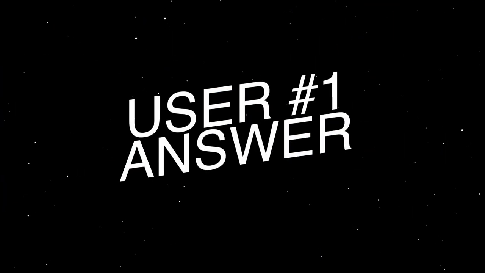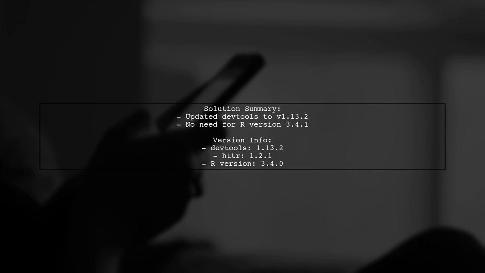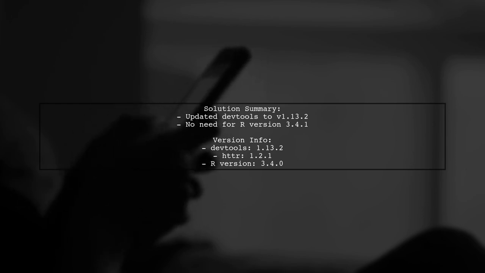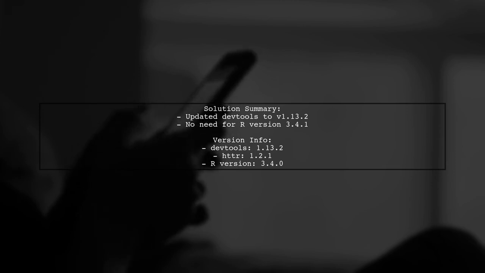Let's now look at a user-suggested answer. To resolve the installation error, the user updated the DevTools package to version 1.130.2. This update helped avoid issues when installing new packages, and they confirmed there's no need to switch to an older R version.